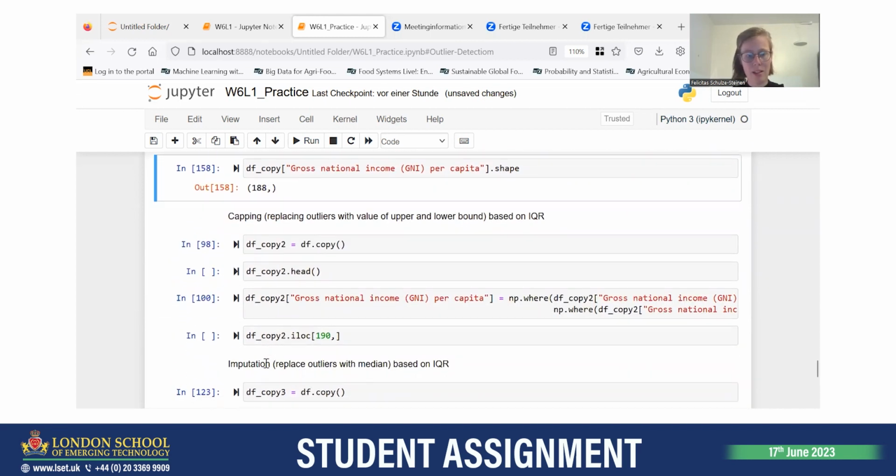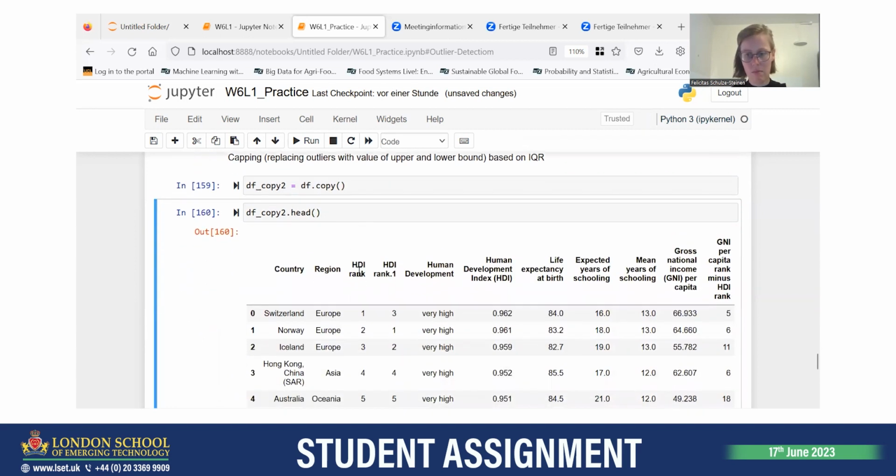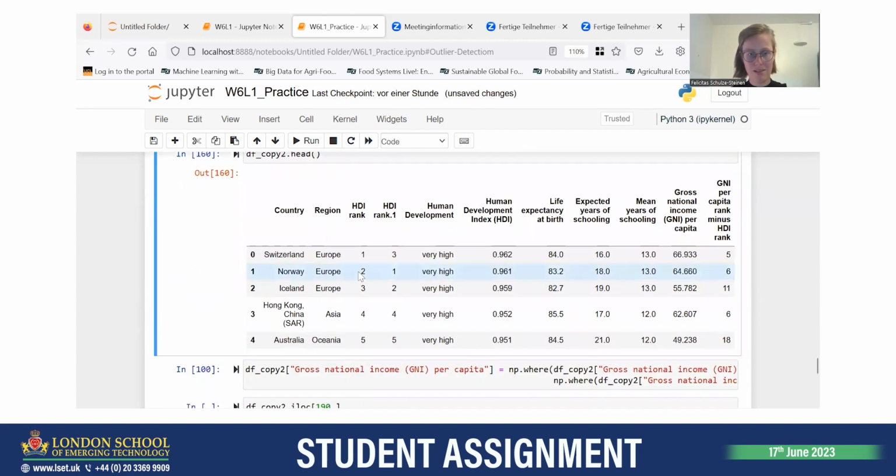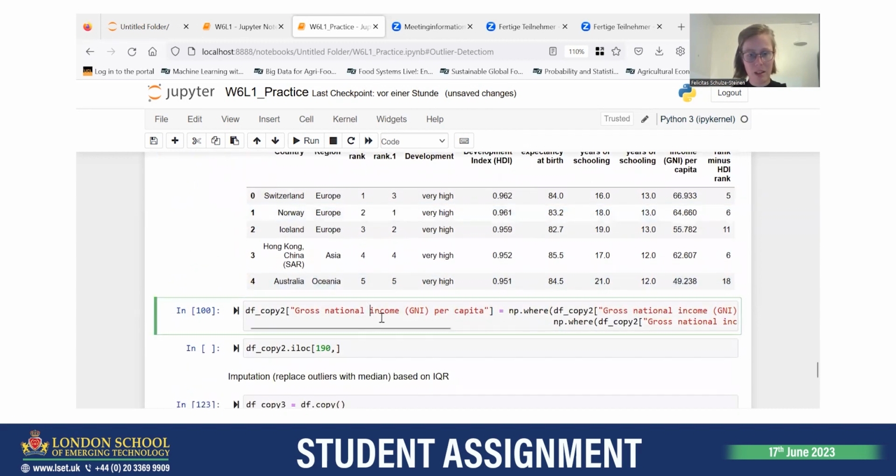Let's move on to capping. Here we replace outliers with the value of the upper and lower bound. And I do this based on the values calculated by the IQR method. So again, I will make a copy. Just make sure that it copied correctly. And now I will apply the np.where function.